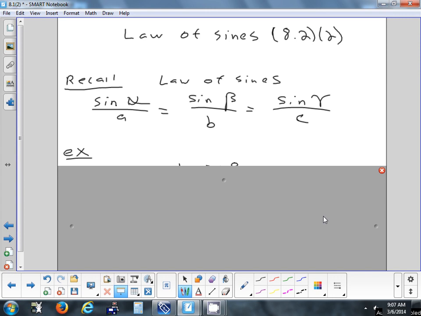Okay, so just a review of law of sines. The sine of alpha over A equals sine of beta over B, which equals sine of gamma over C. Remember, we don't use all 3 parts at once. We're either going to use the first 2, the last 2, or the first part and the last part.